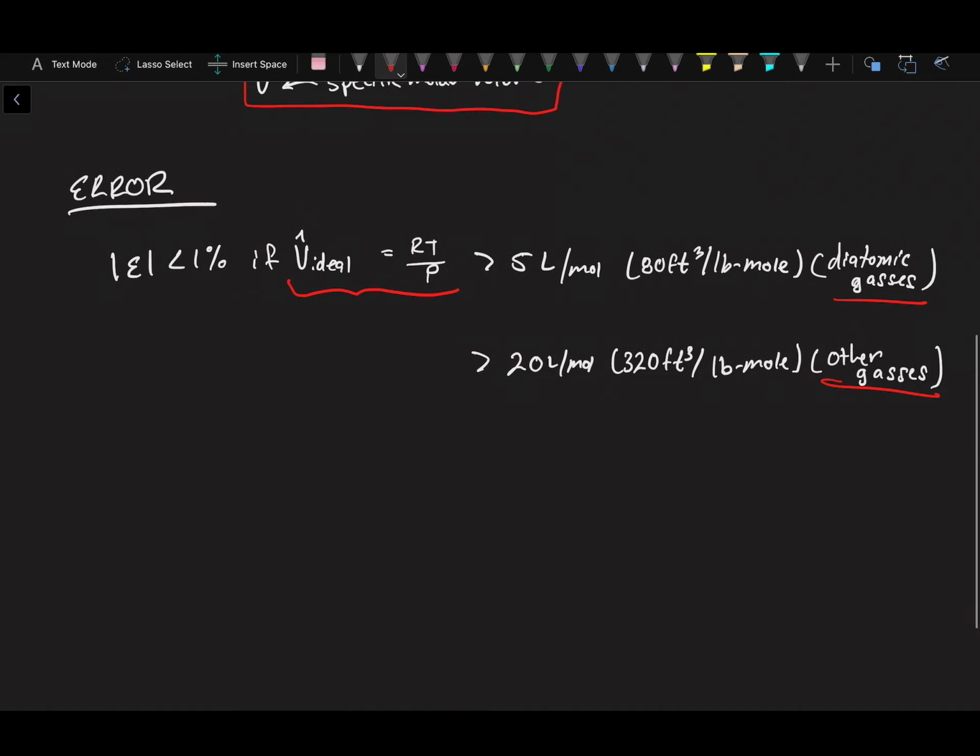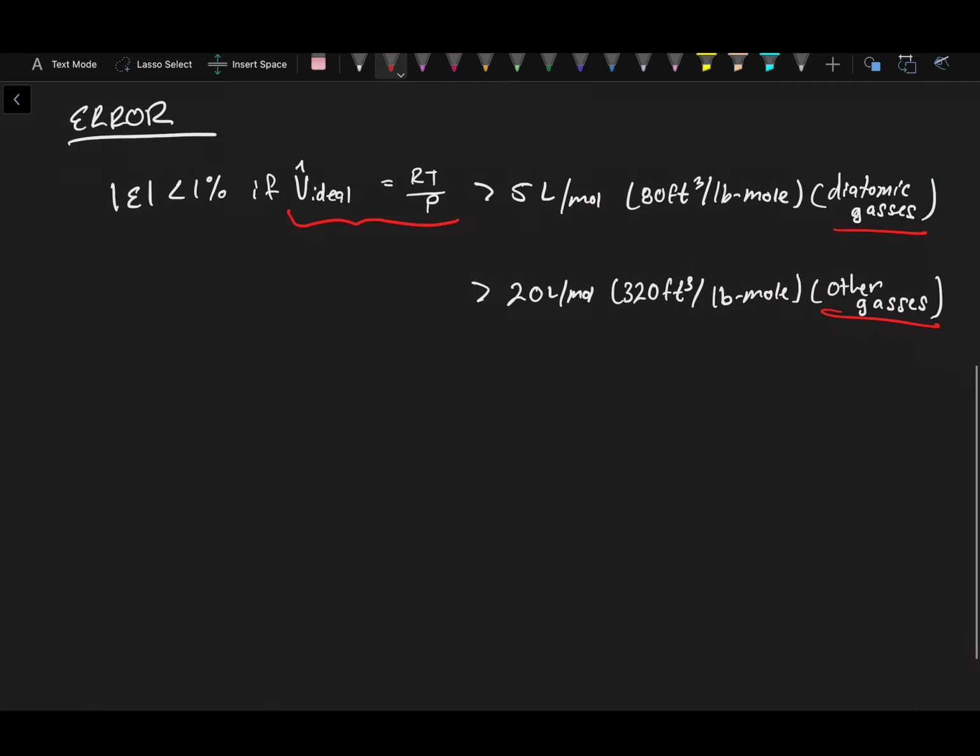Your diatomic gases would be nitrogen, oxygen, fluorine, hydrogen, the ones that have that pair: H2, O2, N2, those kinds of gases. If you have other gases like methane, which is CH4, then you would need to fulfill the criteria that it has to be greater than 20 liters per mole instead of 5 liters per mole, which is for diatomic gases. So let me give you an example of how this plays out, and it'll give you a better understanding of these rules.